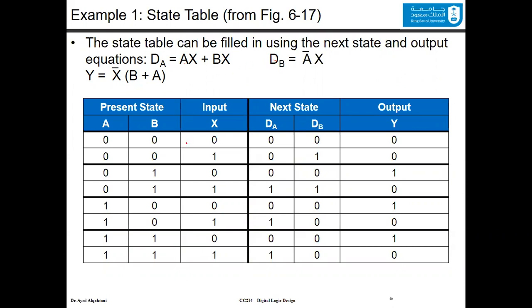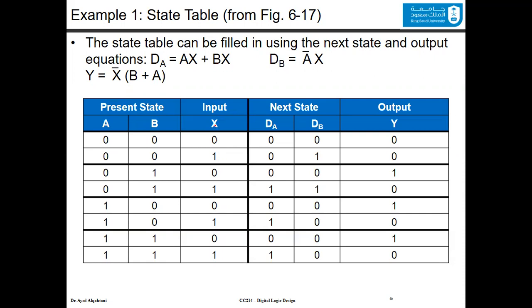Now, how to build the state table? We have the states A and B. This is the present state, A and B. We have one input, which is X. You find these inputs by observing what's on the right-hand side of each equation. You can notice that we have A, B, and X, and nothing else. X is the input, A and B are the present state. And then, after you figure out the present state and the input, you fill it in like the truth table, as we explained before.